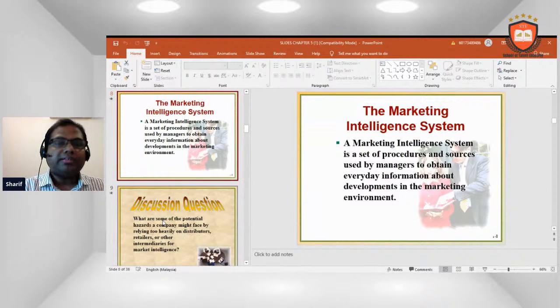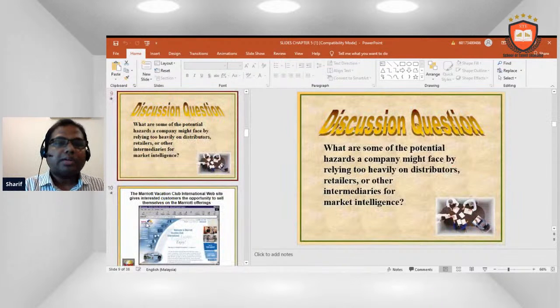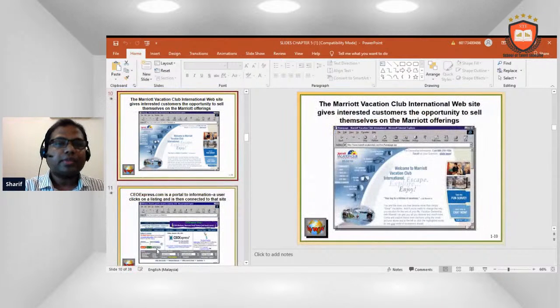A marketing intelligence system is a set of procedures and sources used by managers to obtain everyday information about developments in the marketing environment. What are some of the potential hazards a company might face by relying too heavily on distributors, retailers, or other intermediaries for market intelligence?